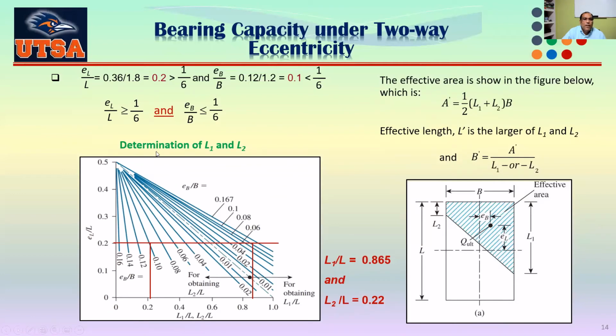For case number 2, you have to find out L1 and L2. If you see in this figure, this is your L1 and this is your L2. This area is basically a trapezoid, and that area is L1 plus L2 divided by 2 multiplied by B.